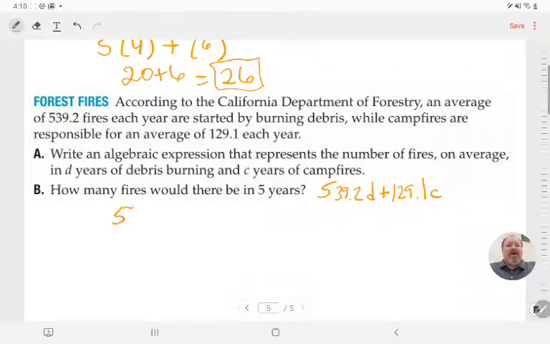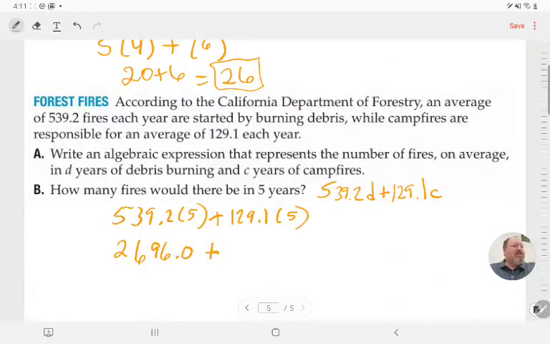So it would simply just be 539.2 times 5 plus 129.1 times 5. And that would give me 2,696.0 plus 646.5. When I add them together, I get 3,342.5. We can't really have half a fire, so it would be 3,342 fires.